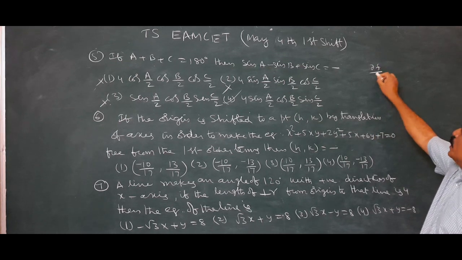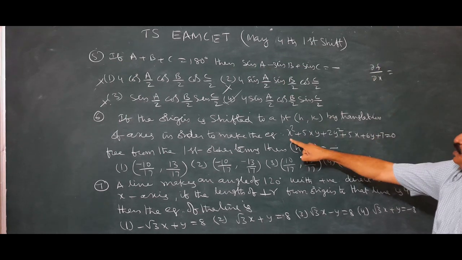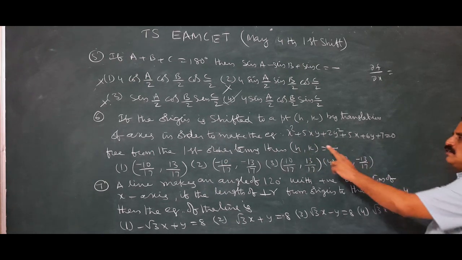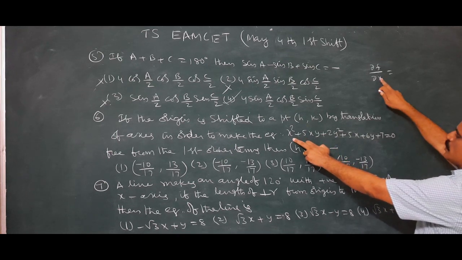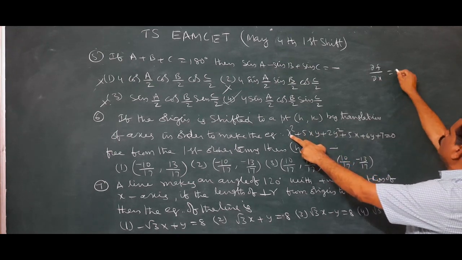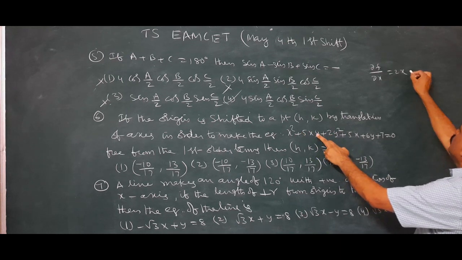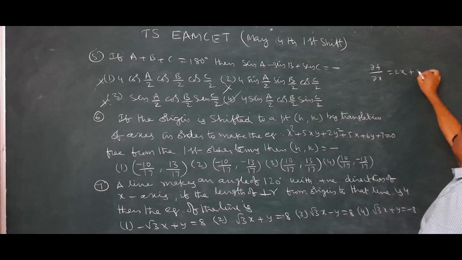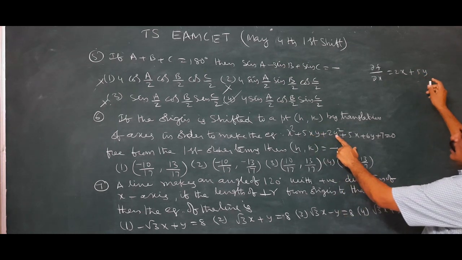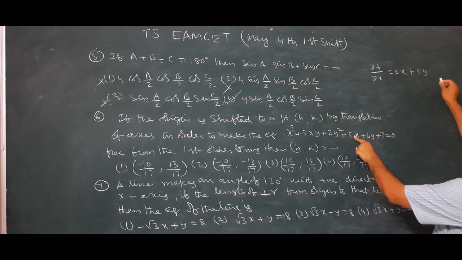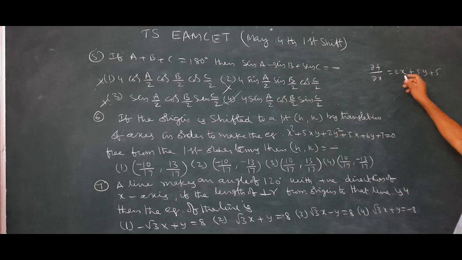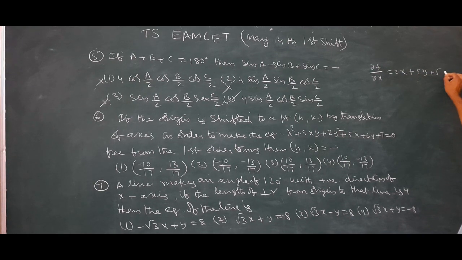Dou f by dou x equal to. Differentiate this partially with respect to x. That means y is treated as constant. Whenever you differentiate x with respect to x, y is treated as constant. X square derivative with respect to x is 2x. Here y is constant, so 5y. X derivative is 1. Here 2y square derivative is 0. 5x derivative is 5. 6y derivative is 0. 7 derivative is 0. So dou f by dou x is 2x plus 5y plus 5 equal to 0.